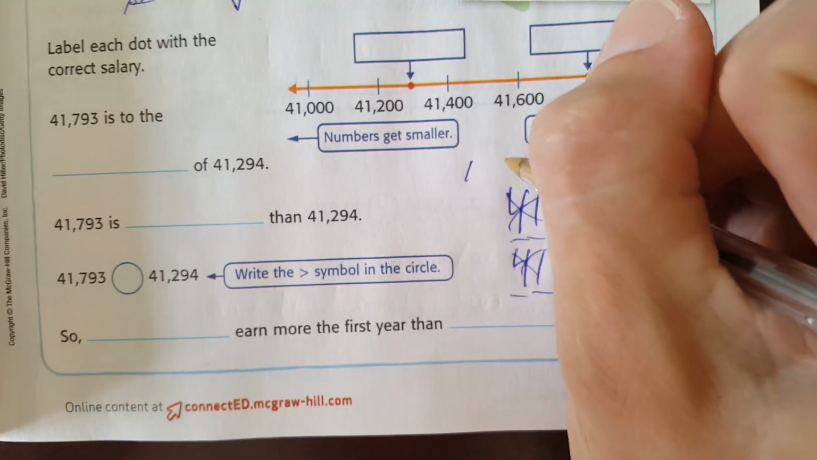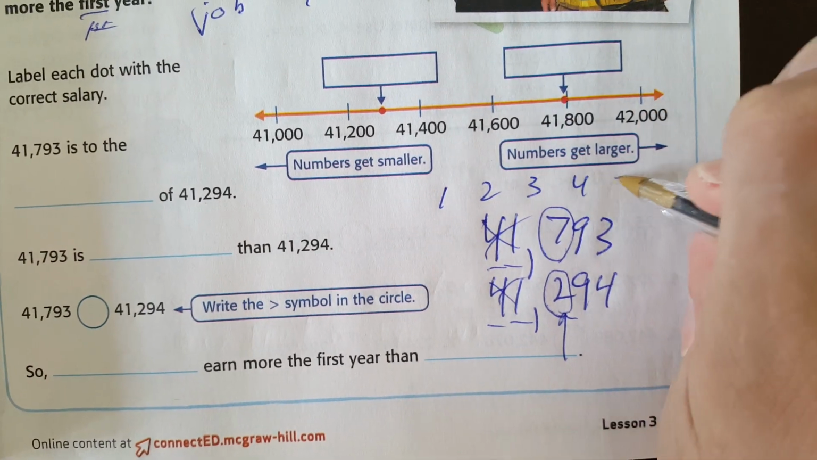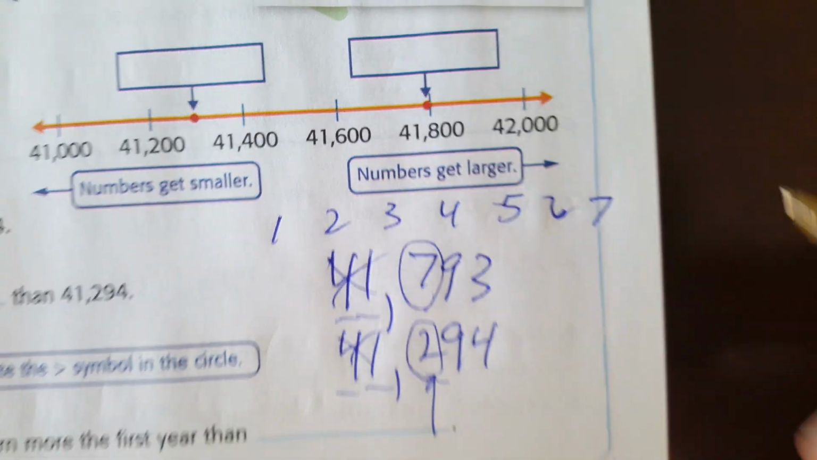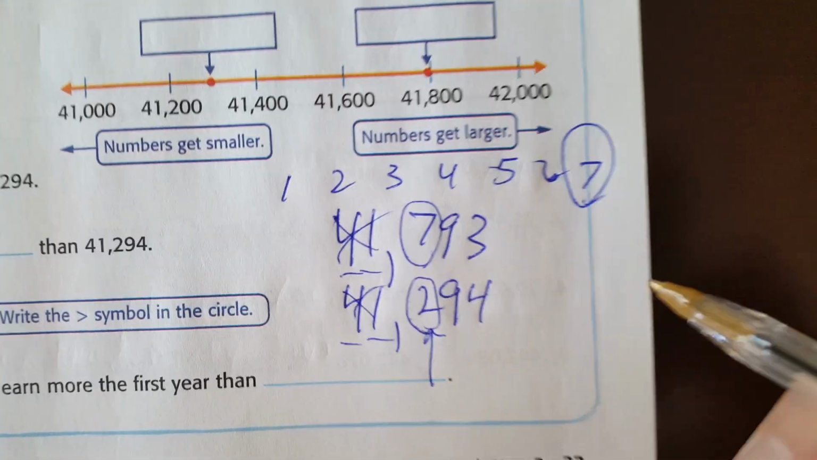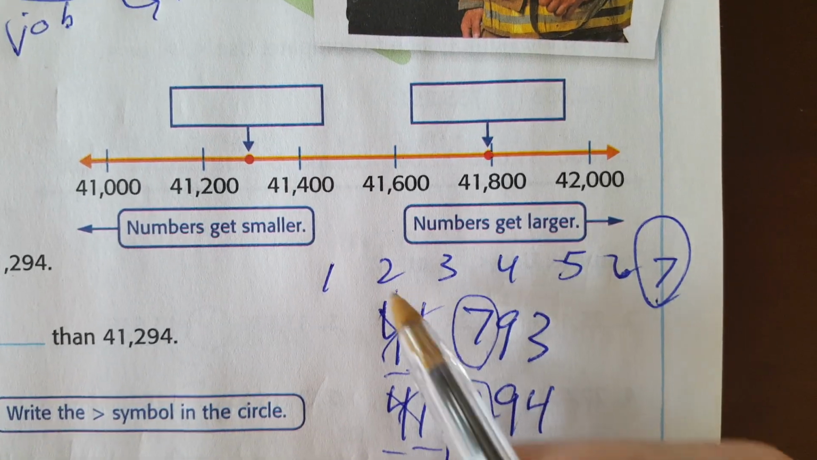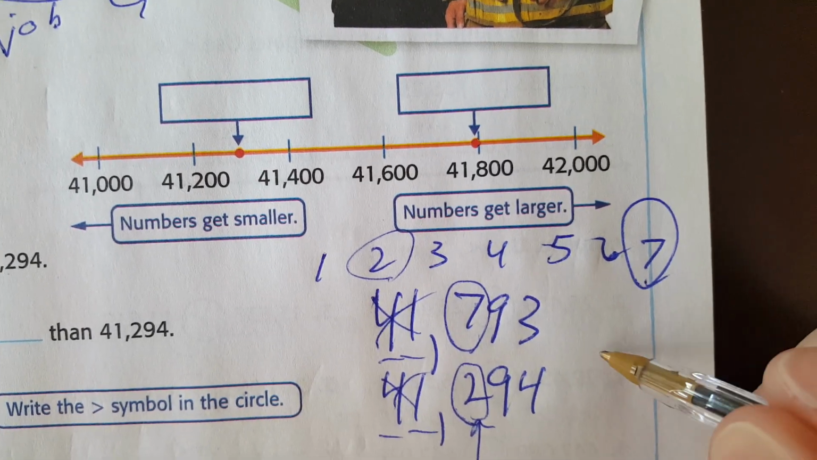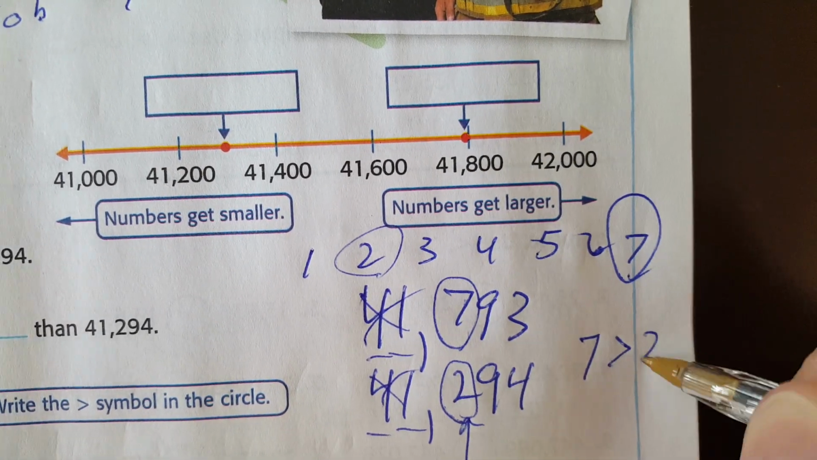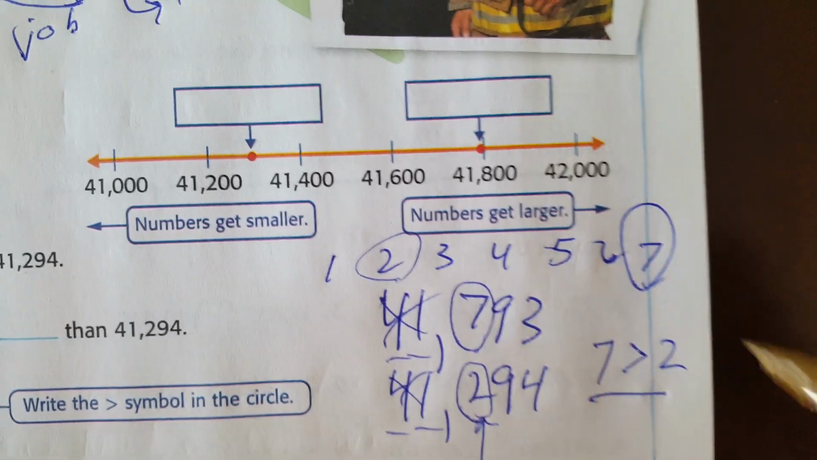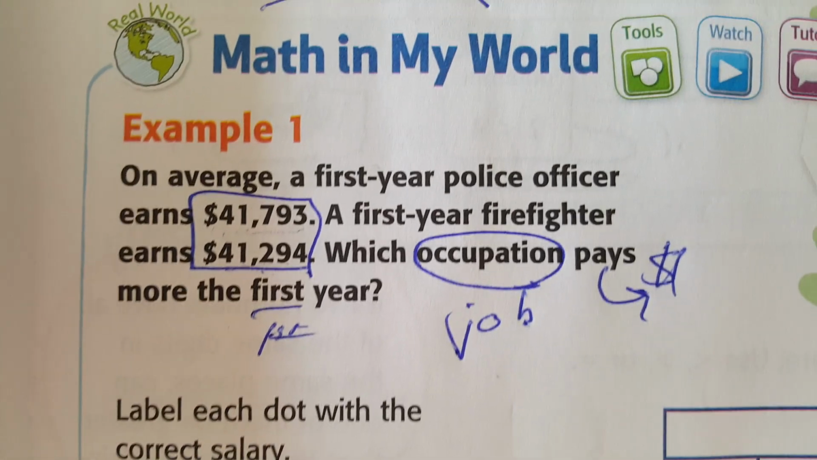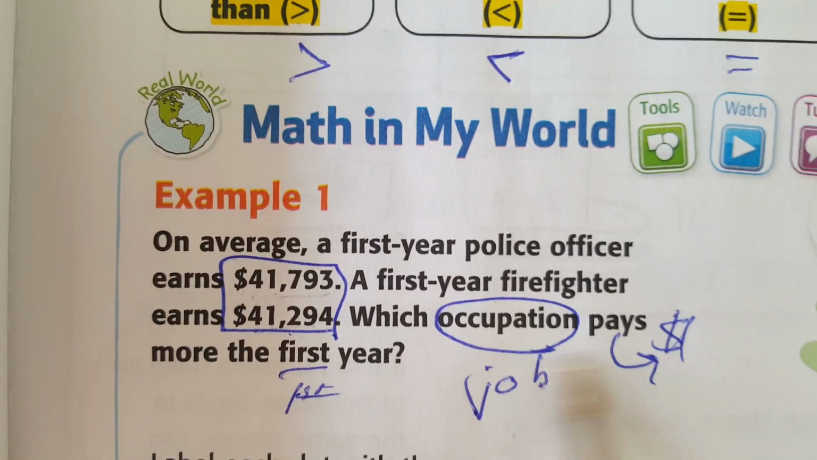And by now you should know, if we just number 1, 2, 3, 4, 5, 6, 7 is way over here, 2 is way over here. Which one is bigger than the other one? I would hope you'd say 7 is greater than 2. Therefore, this number means that it would pay more the first year.